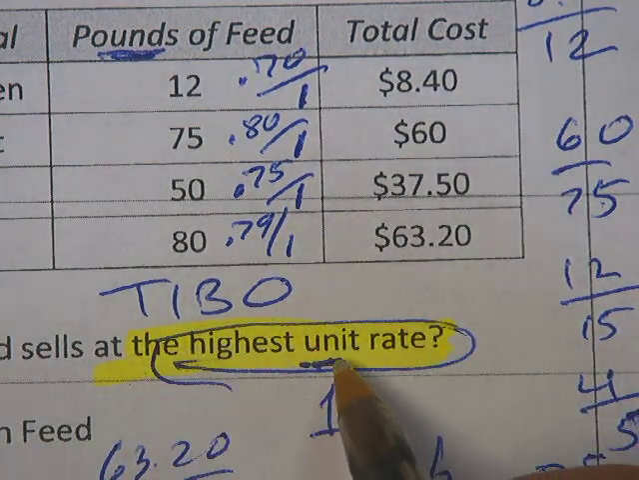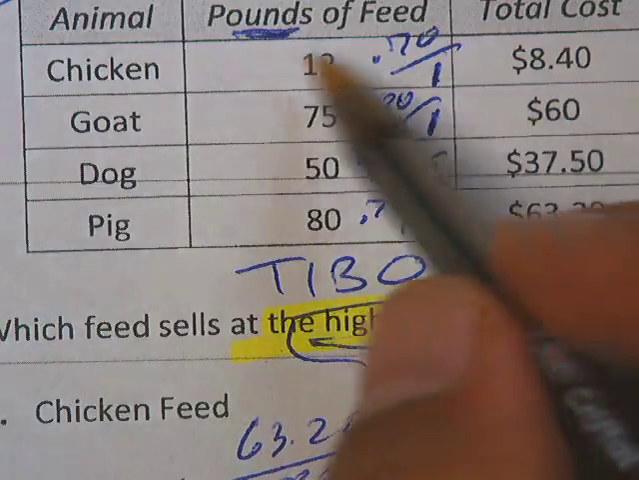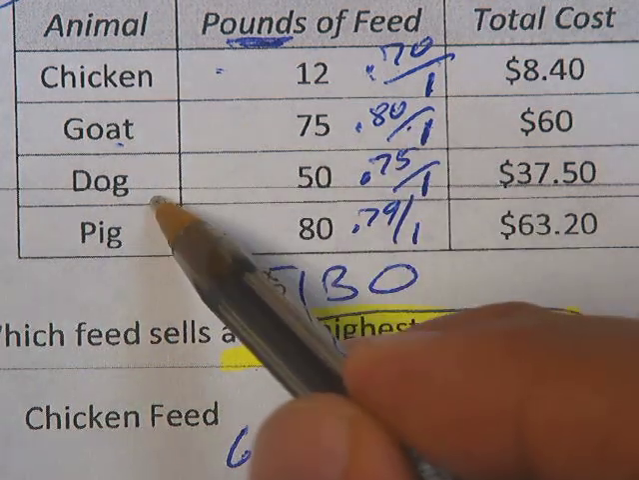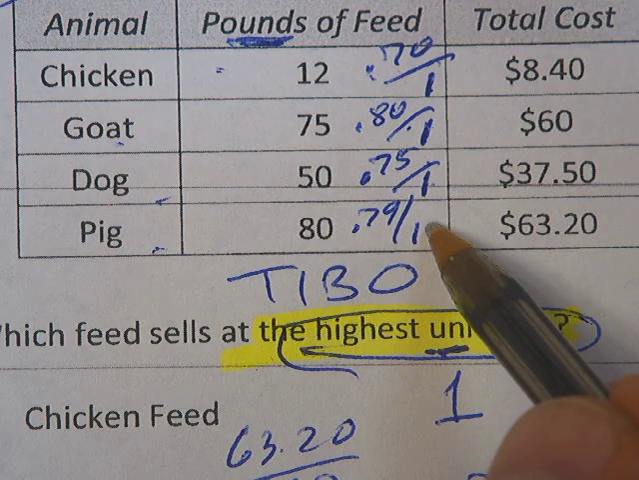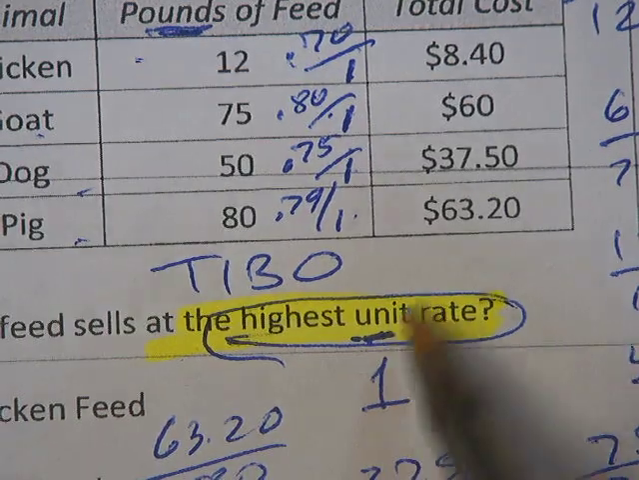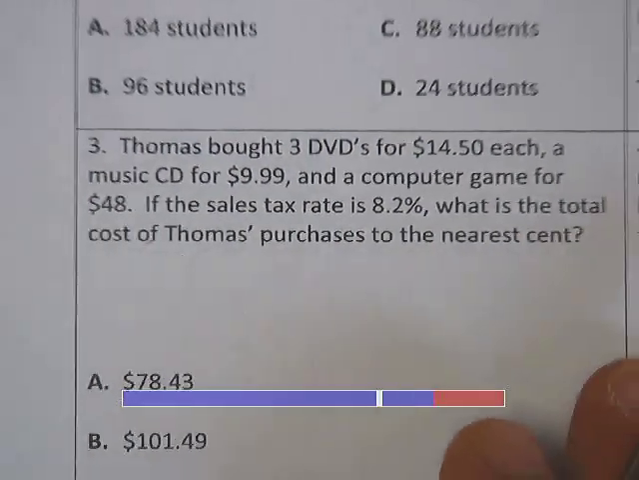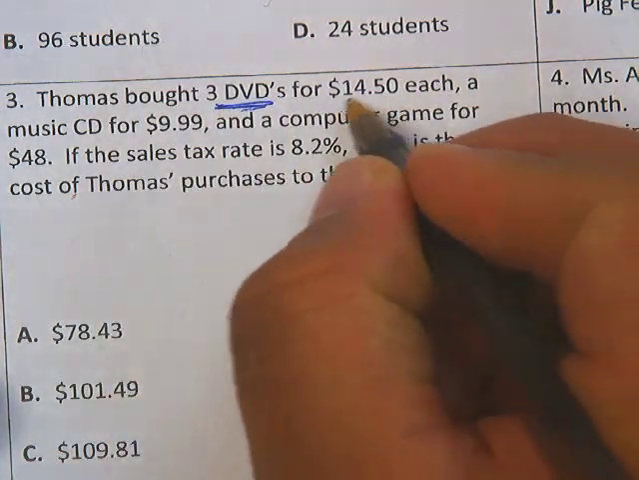And so now look at the numbers there. I'll zoom it in. Which one has the highest unit rate? In other words, which is the most expensive? The chicken is 70 cents per pound. The goat is 80 cents per pound. The dog food is 79 cents per pound. And the pig feed is 79 cents per pound. So which one's the most expensive, the highest unit rate? So we can figure that out. Look at number 3 there.